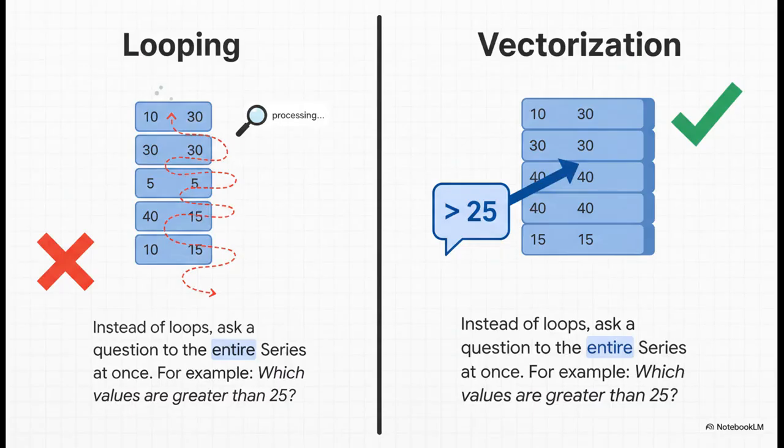This next idea is called vectorization, and it is a total game changer. So in old-school programming, if you wanted to see which numbers in your list were bigger than 25, you'd have to write a loop to check each item, one by one. With Pandas, you just don't do that. You operate on the entire series all at once. You just ask the question directly, is S greater than 25? It's not just cleaner to write, it is unbelievably fast.